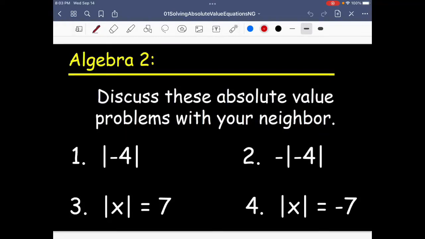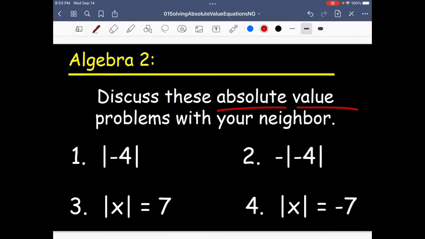Well, we're going to start a new unit, and I normally put these questions up here for students to just spend a few moments remembering some things about absolute value. So what do you think? I hope you're thinking about any of these four problems. That's what students would have done in class.